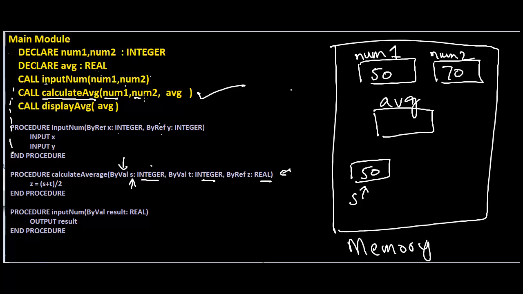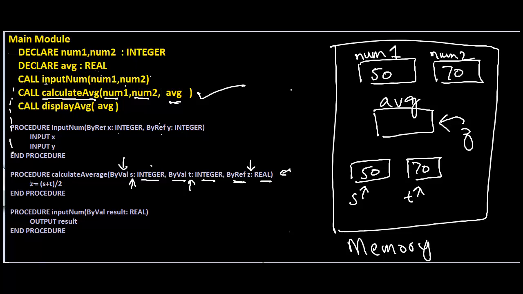And then the second parameter, which is num2, is also being passed by value. So a copy of num2 is going to be made, and this t is going to be pointing towards that copy. And the third parameter, which is avg, is being passed by reference, which means what? Which means that this z is going to point directly towards avg.